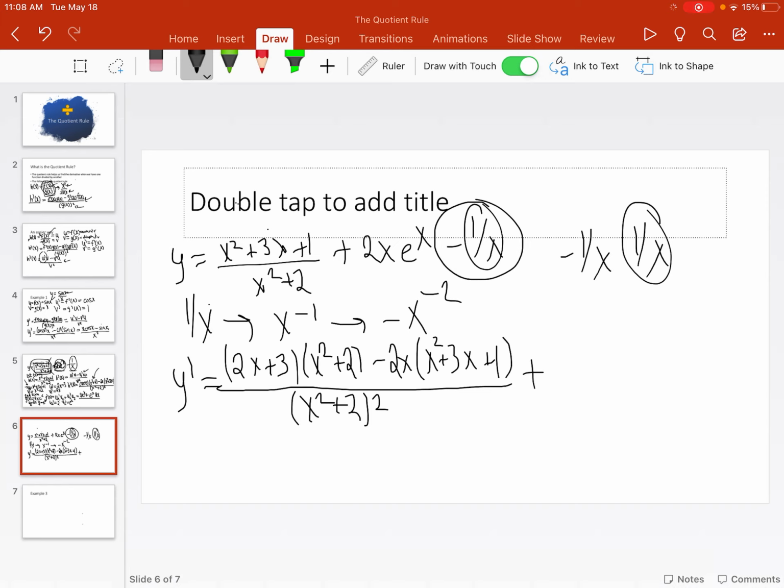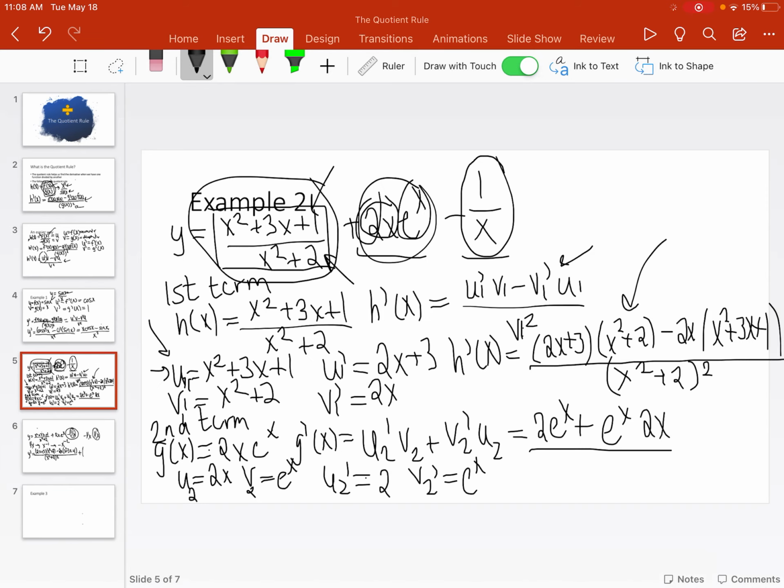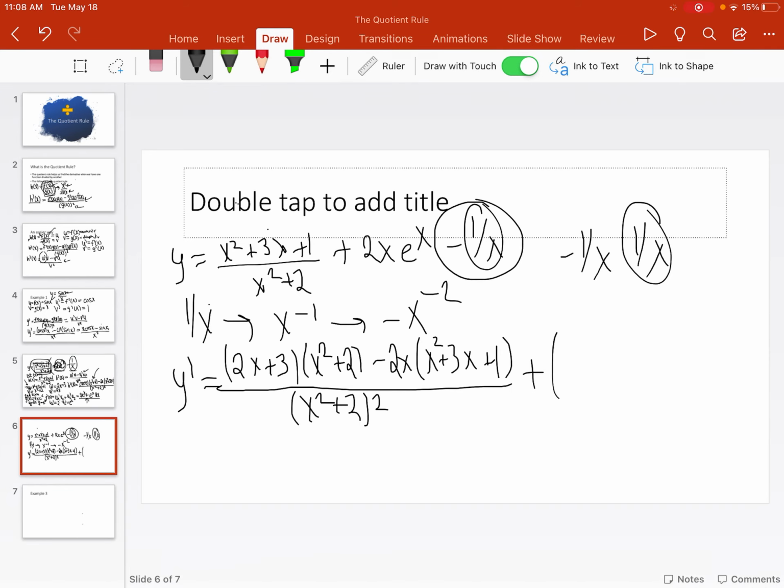Now our second term, looking back, it was just this. So we got 2e to the x plus 2x e to the x. And our last term, well, we had minus, and we took the derivative of just 1 over x, and we got negative 1 over x squared. These negatives cancel out, so it's just plus 1 over x. Just plus 1 over x. Done. We took the derivative.